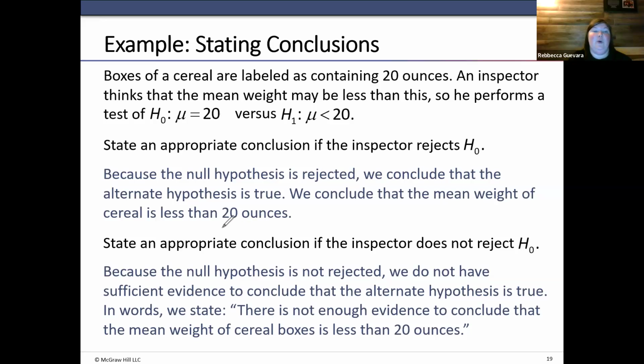So for the appropriate conclusion, if the inspector rejects the null hypothesis, that means the inspector found that the alternative hypothesis is actually true. Because the null hypothesis is rejected, it's gone. We don't care about it anymore. We conclude that the alternative hypothesis is true. We conclude that the mean weight of cereal is actually less than 20 ounces. We said the inspector is right.